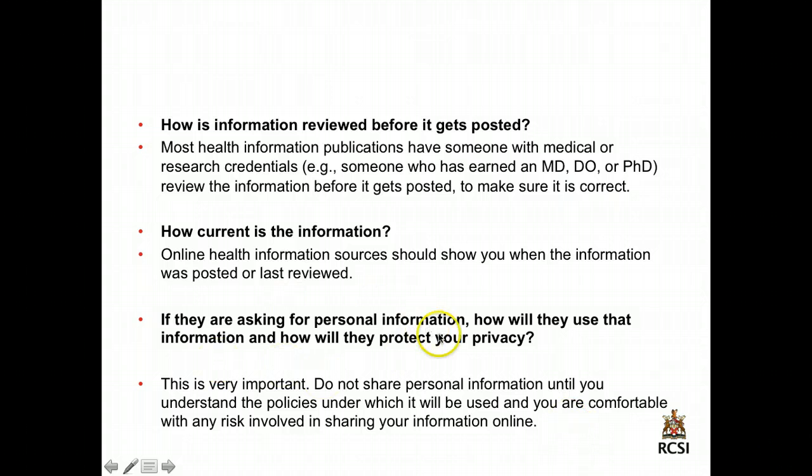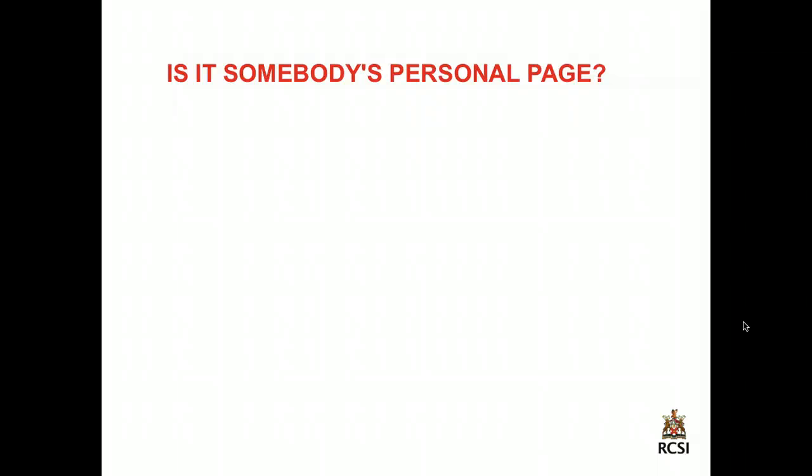And if a site is asking for personal information, you should know how that information will be used, how your privacy will be protected. And this is really very important for everybody. We'll get to an example of that in the New England Journal of Medicine in a little while. But don't share your personal information. I know you're very aware of this, but we kind of get used to it now. We accept terms and conditions and we just move on and get the service.